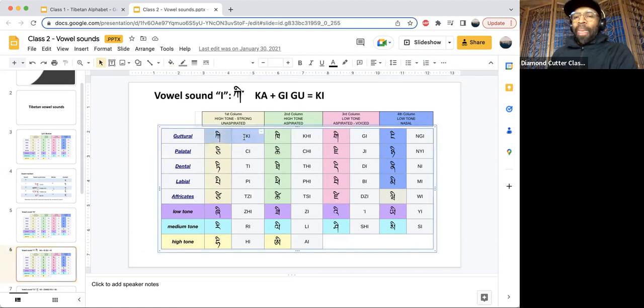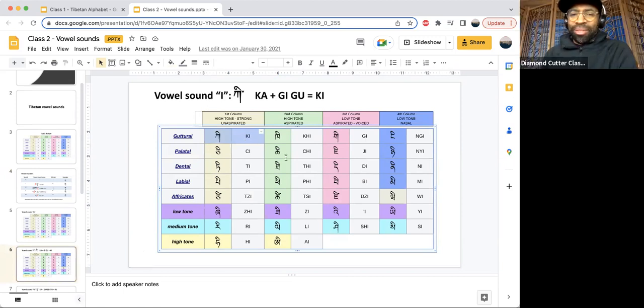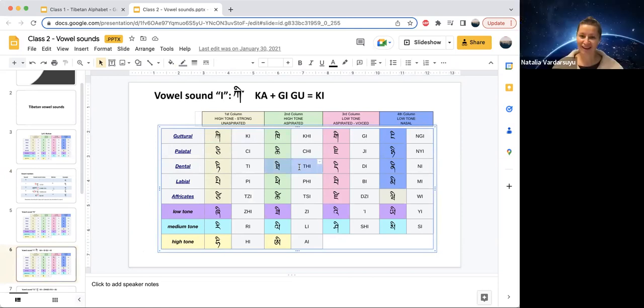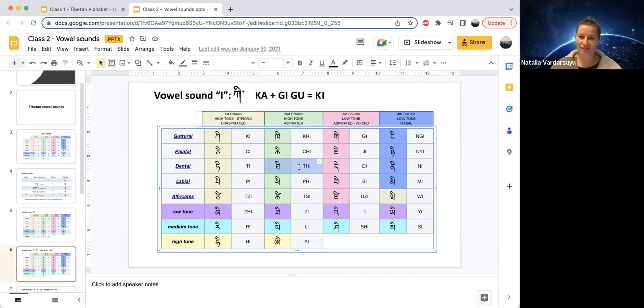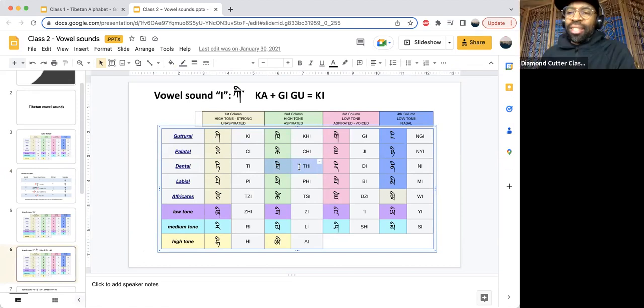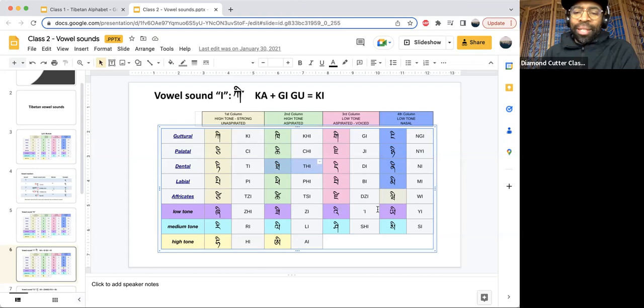Try this first one. Ka, giku, ki. Perfect. Simple. Easy. This one. Ta, giku, ti. Don't lengthen the second column too much though, or it's going to sound like the third column. So just say ta, ta giku ti. Yeah, good. All right, good.